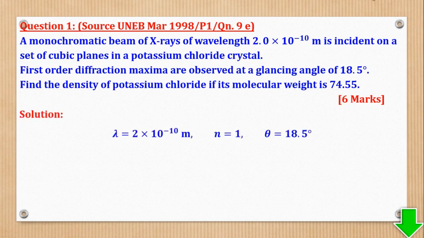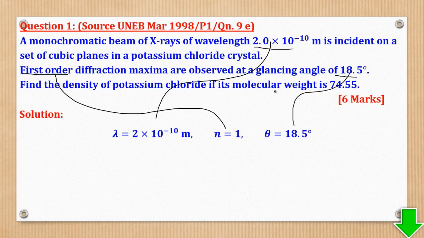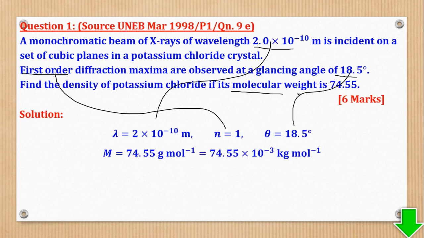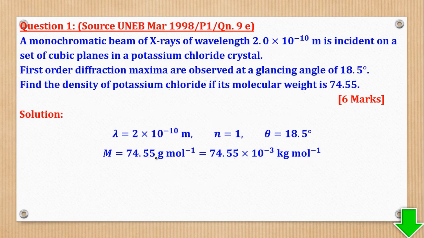So here the wavelength is given. Then they said first order, meaning n is 1. Then they gave us the glancing angle, which is 18.5. Then they also give us capital M, the molecular weight, or molar mass, which will be in grams per mole. But our interest is kilograms, so we change these grams to kilograms by multiplying by 10 to the power negative 3 to give you kilograms per mole.